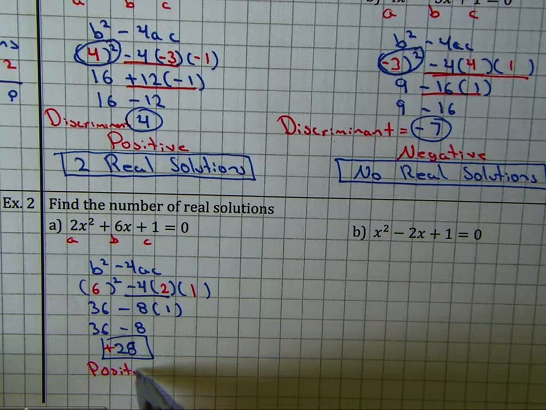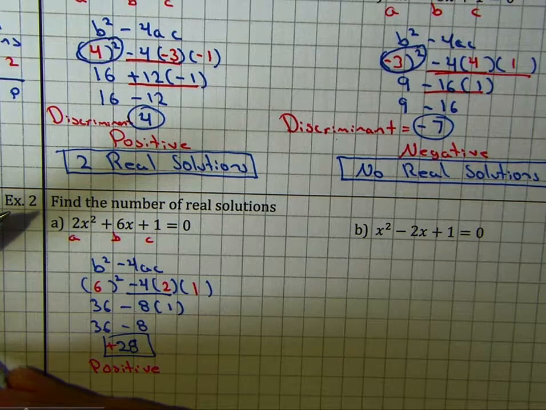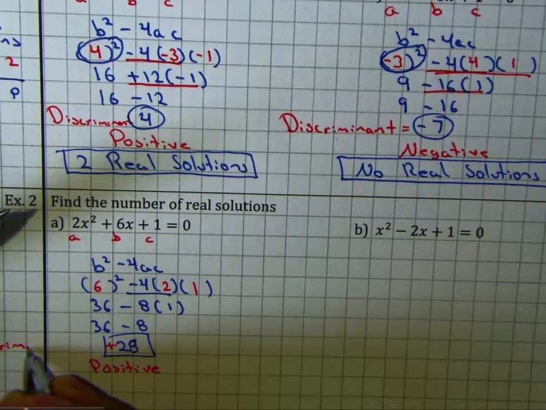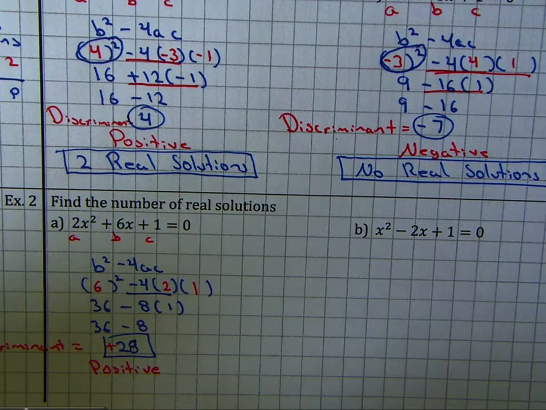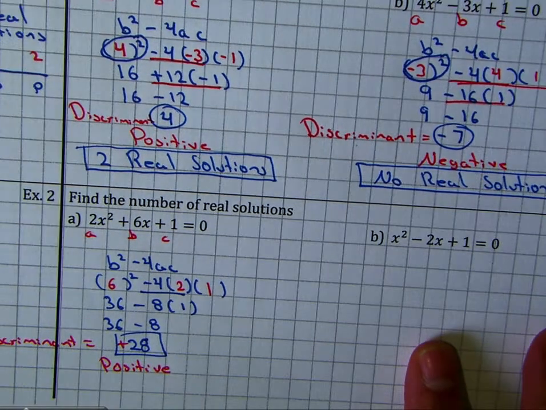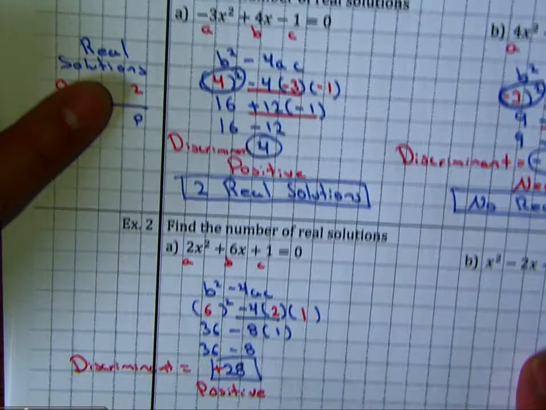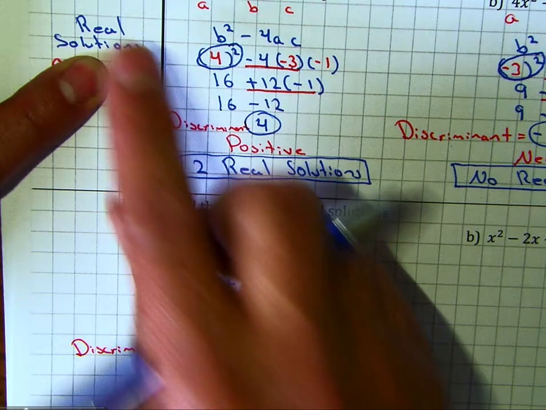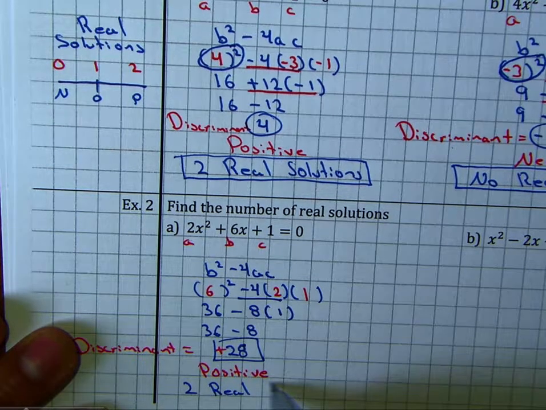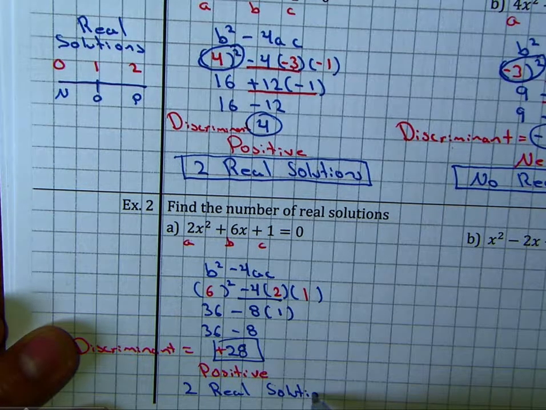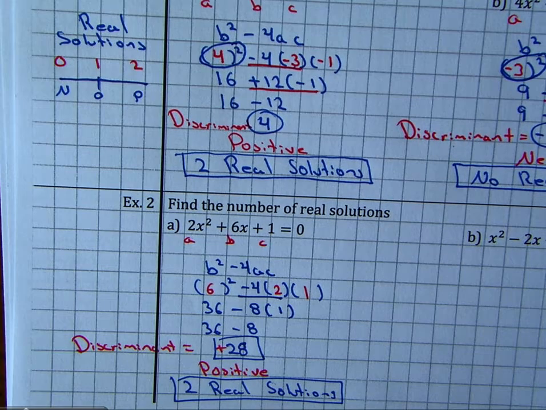So therefore, your discriminant, this is your discriminant, is positive 28, so it's positive. So therefore, how many solutions does it have? So remember, if it's positive, it has 2 real solutions. So 2 real solutions. That means that if we graph it, it should cross your x-axis twice.